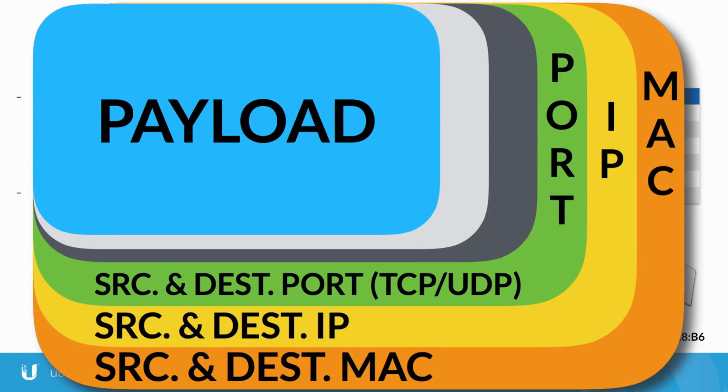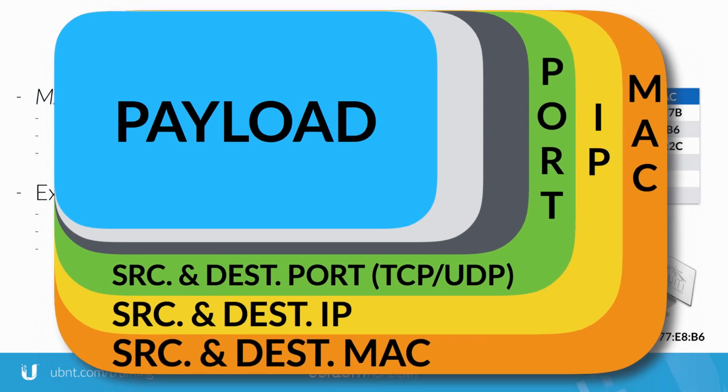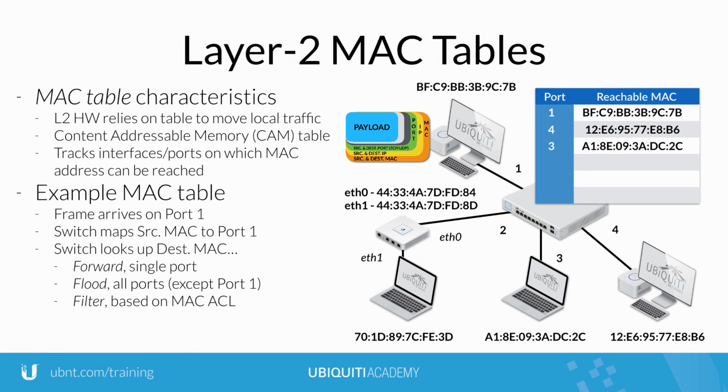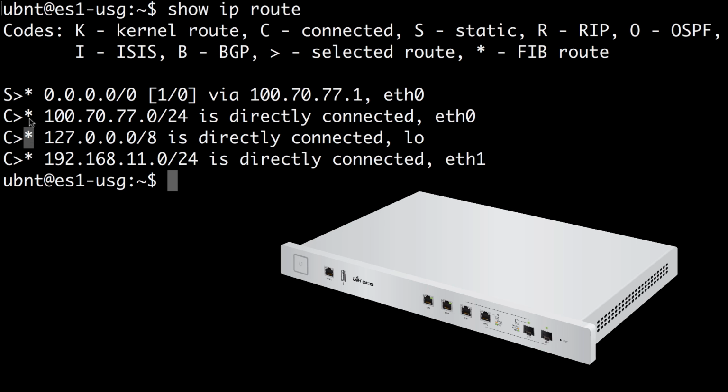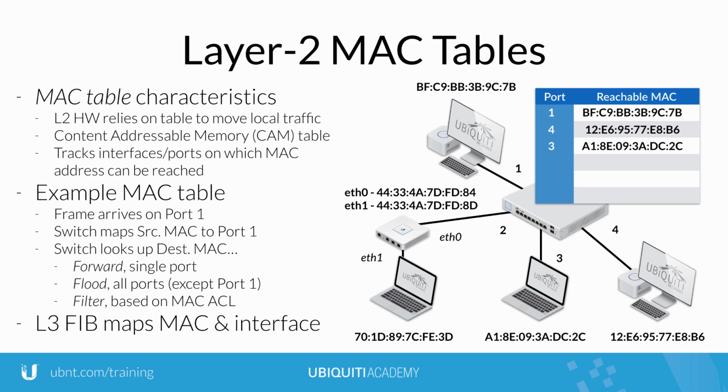Lastly, a switch may also filter the frame according to its destination and/or source MAC address when the switch is configured with a MAC address access control list, or MAC ACL for short. The Forward Information Base, or FIB for short, allows a router to look up the interface on which it forwards a packet received on a given interface.